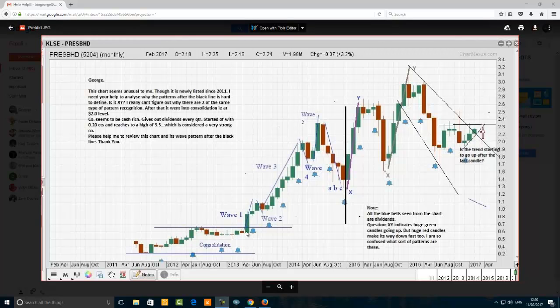So from here, where my cursor is, up to this point here, is correct. Five waves. It's an impulse wave. I will get back to that in a minute, so you can understand.